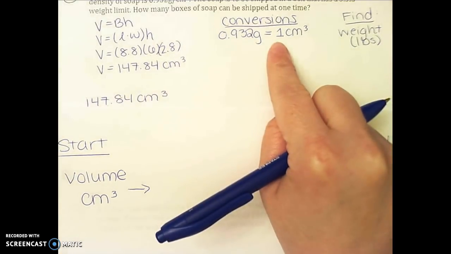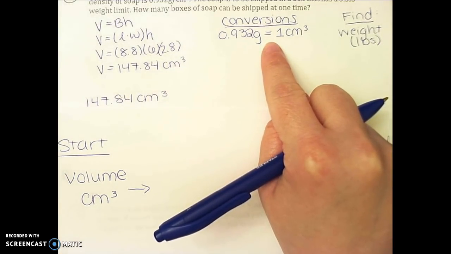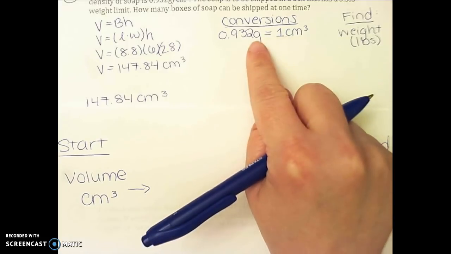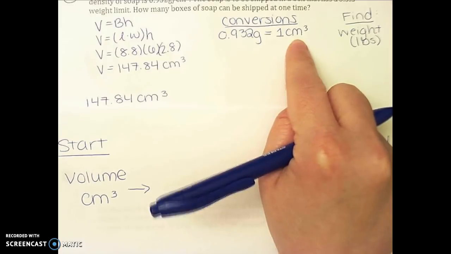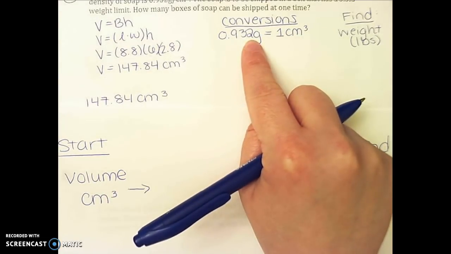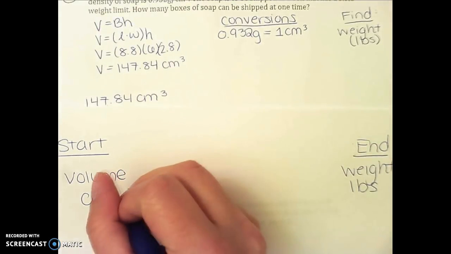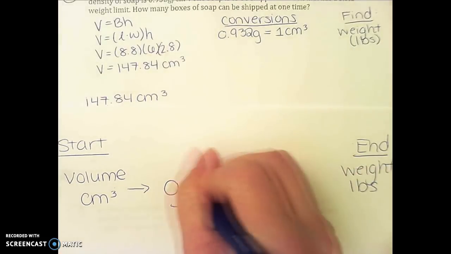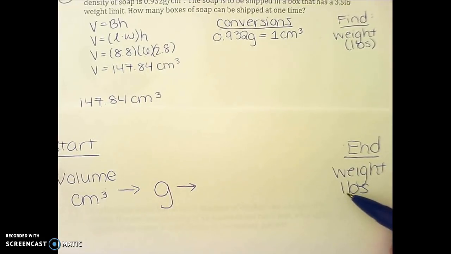So I have one conversion rate to start with, which tells me that I can convert from centimeters cubed to grams or grams to centimeters cubed. Since I'm starting with centimeters cubed, this is going to allow me to convert to grams. So my first conversion rate is going to allow me to go to grams. Now I'm still not done because eventually I have to get to pounds.